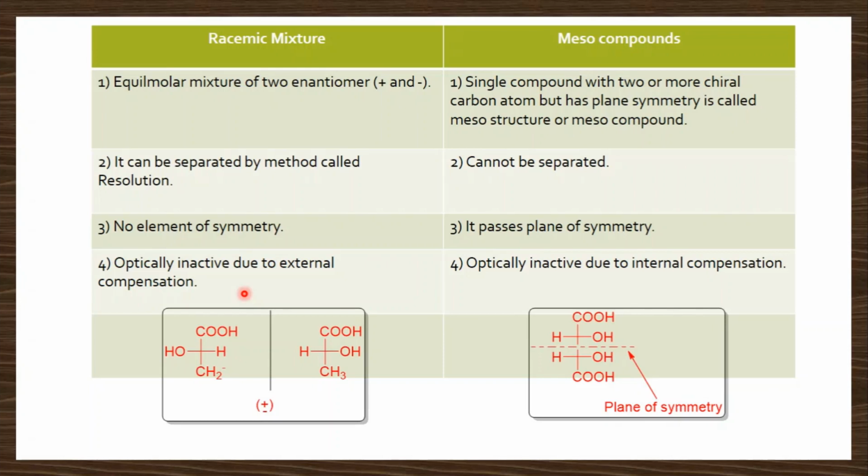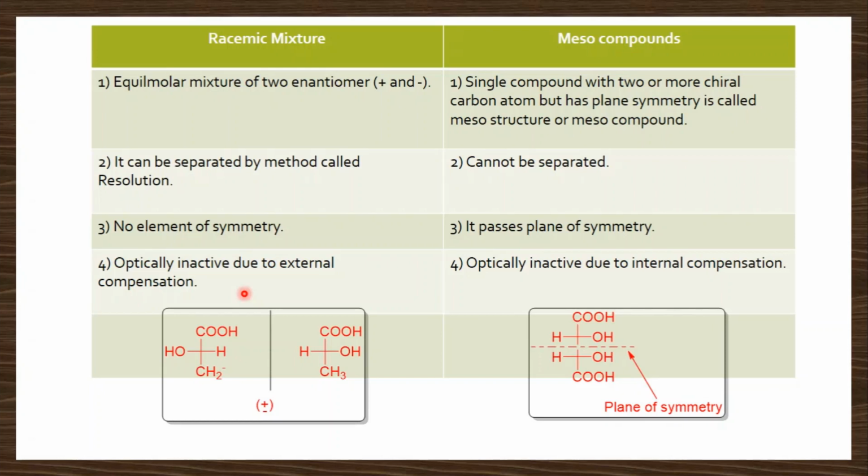Okay, and the optical inactivity is due to internal compensation, because the problem is in the structure. Okay, the optical inactivity is due to structure. It has a plane of symmetry. So the meso compound shows a plane of symmetry, that is why that molecule is optically inactive.